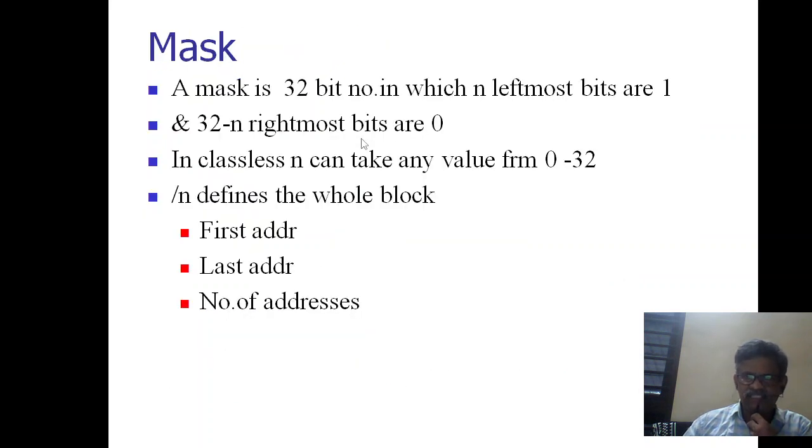So mask is a 32-bit number in which the n leftmost bits are 1. The variable n decides the mask, and the 32 minus n rightmost bits are 0. In classless, n can take any value from 0 to 32. In classful it was 8, 16, or 24. So n defines the whole block, or the net ID portion. The first address, the last address, the number of addresses, etc. can all be found, and we'll see an example.